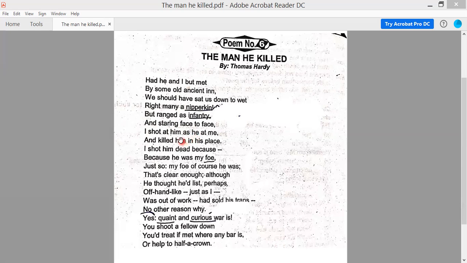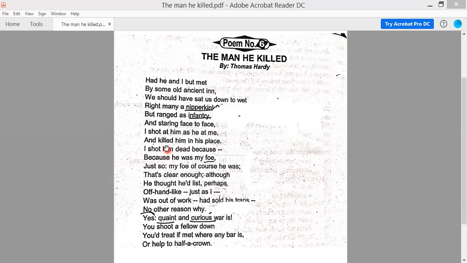But the narrator believes that he is lucky enough not to be killed, but this anonymous person that has been referred to as "he" in the beginning of the poem is killed. That is, when the narrator comes face to face with this one person, he ends up killing this person.